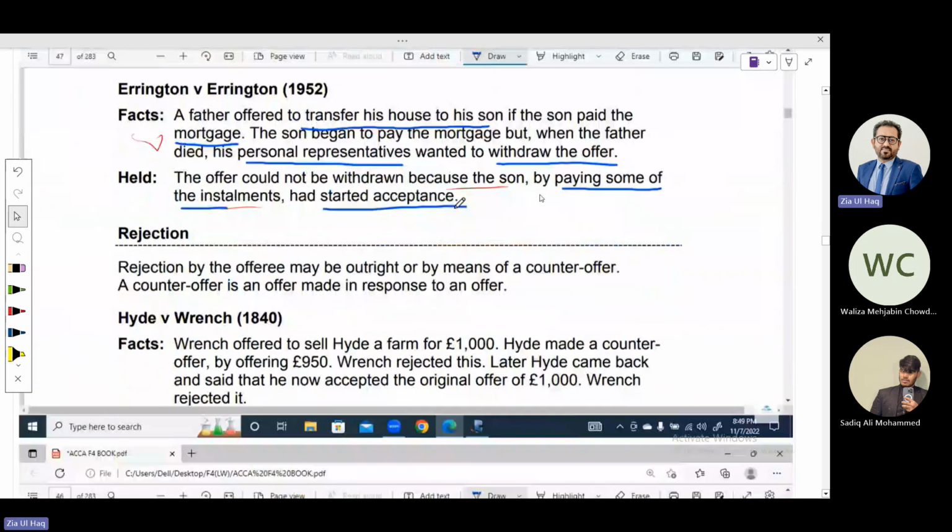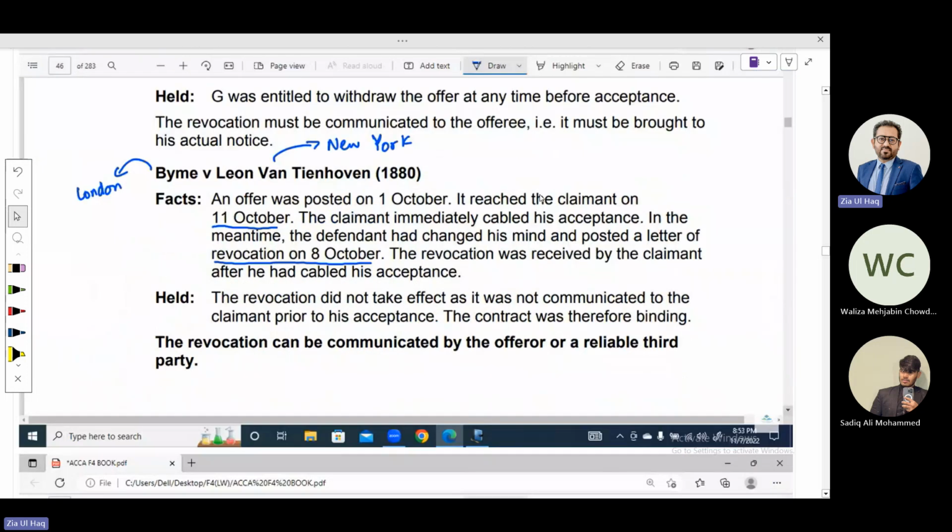So Harrington versus Harrington we have discussed. Let's discuss another case, Byrne versus Van Tienhoven. An offer was posted on 1st October. B was living in London and Mr. L was living in New York. So there was a post on 1st October, an offer to sell something. It reached the claimant, meaning it reached B, on 11th October.